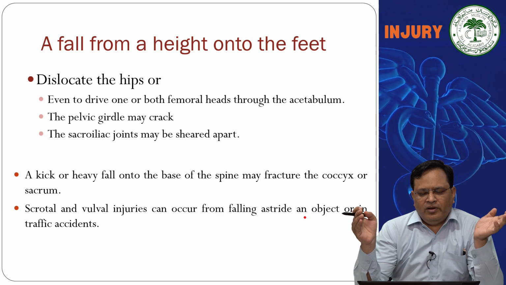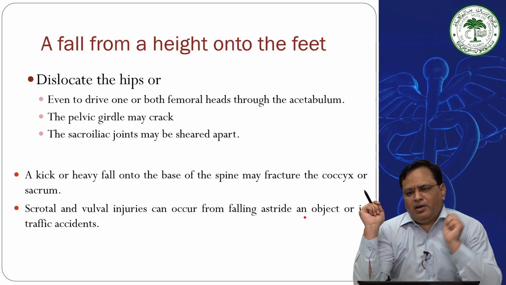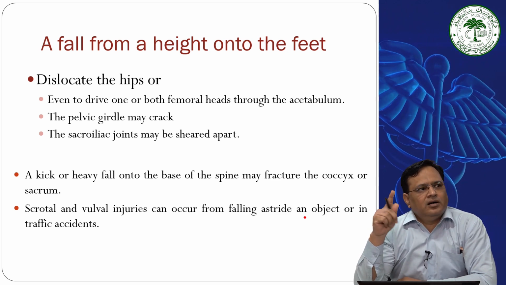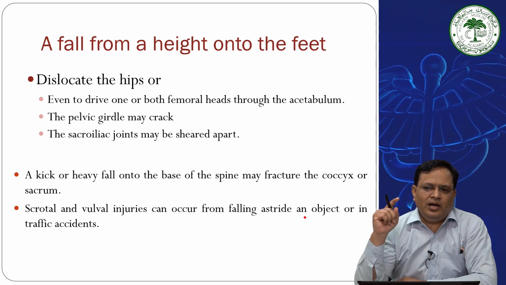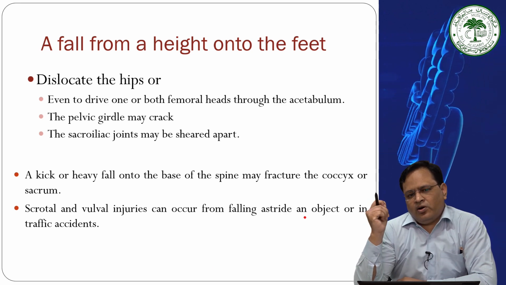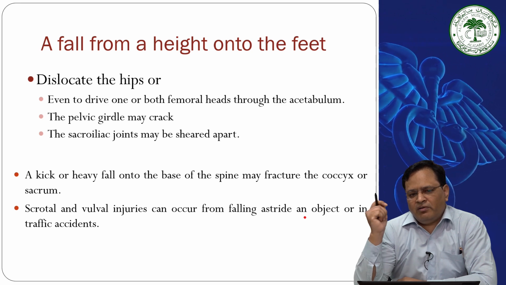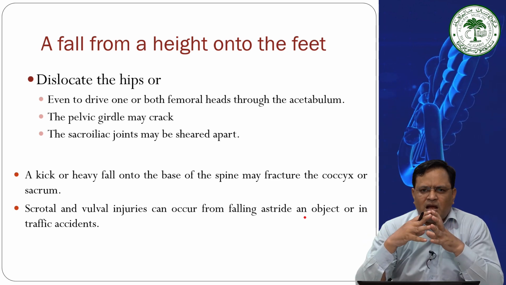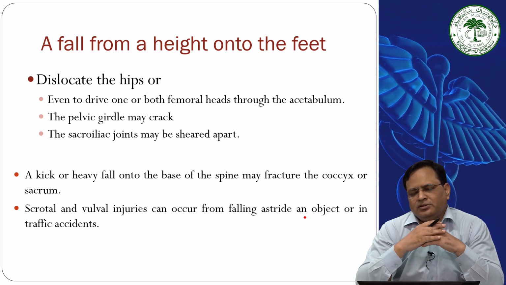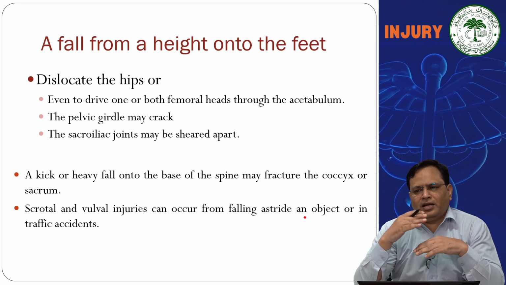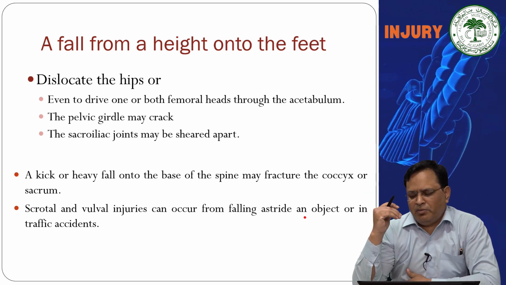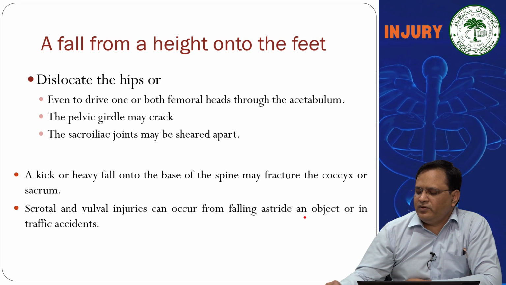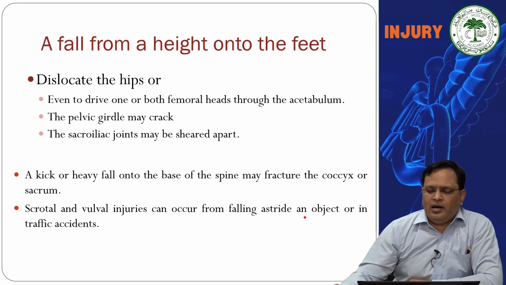A kick or heavy fall onto the base of the spine may fracture the coccyx or sacrum, or it can lead to fracture of the foramen magnum or fracture around it, like a ring fracture. Scrotal or vulval injuries can happen falling astride an object or in a traffic accident. So various injuries can happen because of a fall. The spine can collapse because of the fall. The spine can crack also. There may be injuries in the head also because of the reverse transmission of the force through the spine and the underlying object.